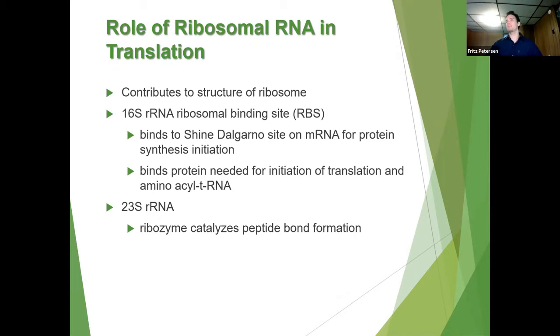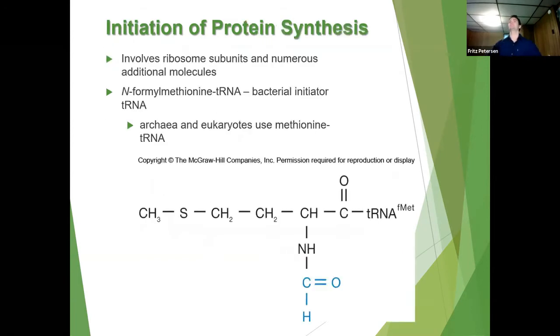So this peptide bonds that they refer to here is the bonds between your amino acids. So these are the bonds on your polypeptide chain. So the 23S rRNA helps catalyze that bond formation, synthesizing your chain. So how is the protein synthesis then initiated?